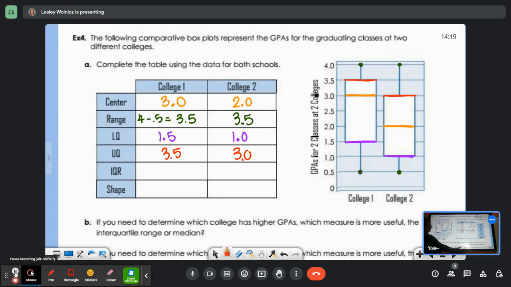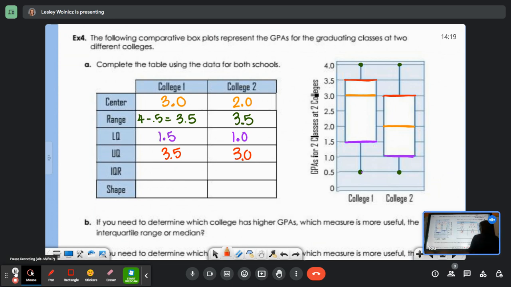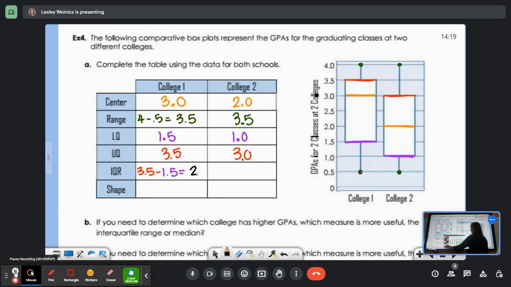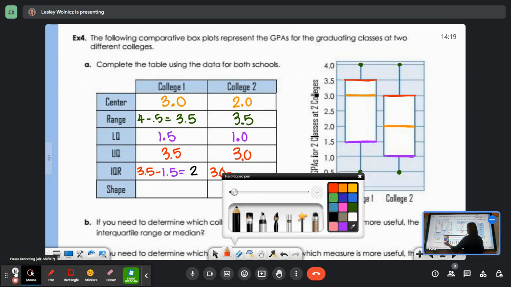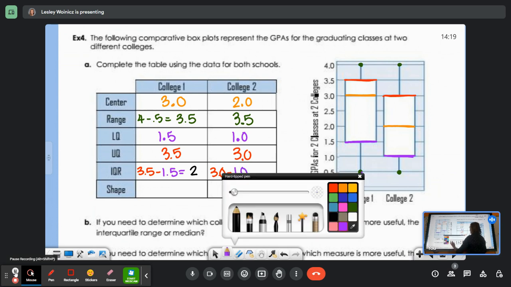Okay. Interquartile range, this is what I like to think of as the box range. So it would be the 3.5 minus the lower quartile, which is 1.5, which is what? 2. Okay, and then for the other one, it would be 3.0 minus, what is that, 1.0? Which is also 2.